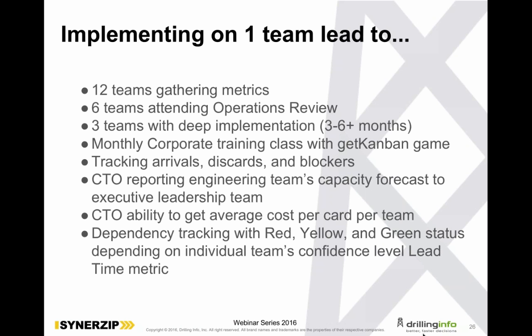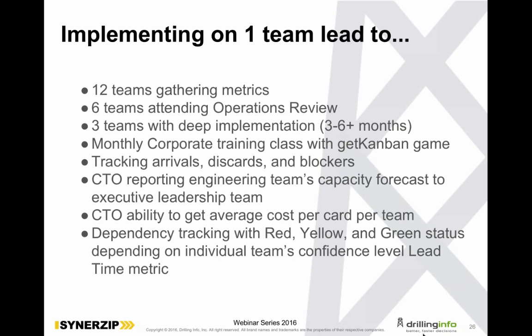We have a monthly corporate training for the Get Kanban game. We're tracking arrivals, discards, and blockers. And the CTO is reporting the capability for the capacity forecast to the executive leadership team. And this allows him to kind of get an average cost per card. So now, if we use that random branch sampling for forecasting, we can extrapolate a rough cost for projects and features coming down the pipe from product.